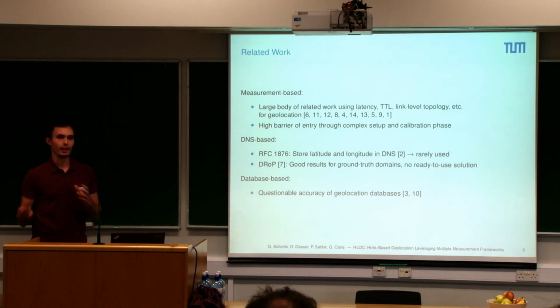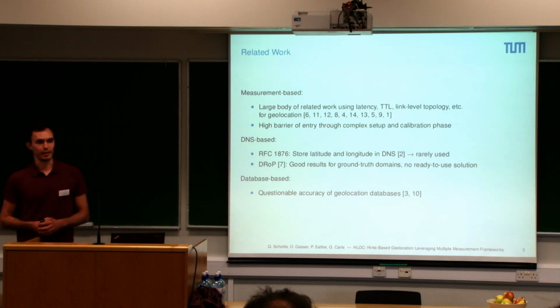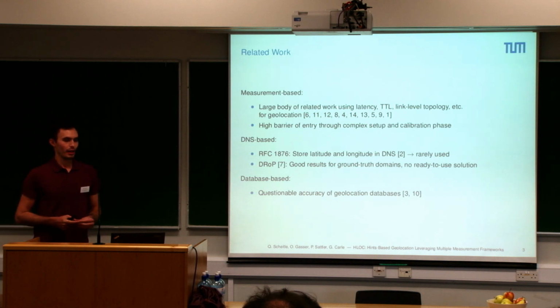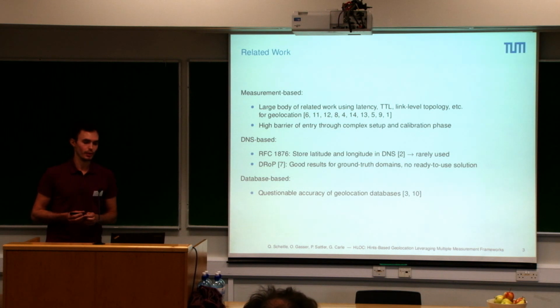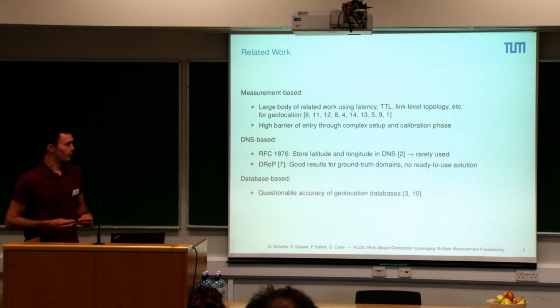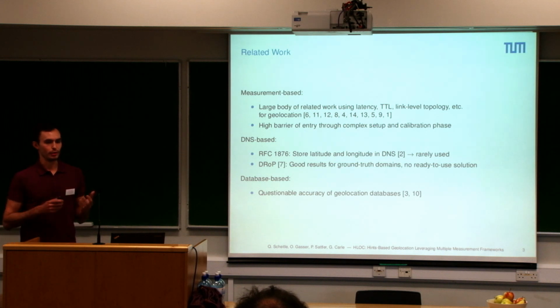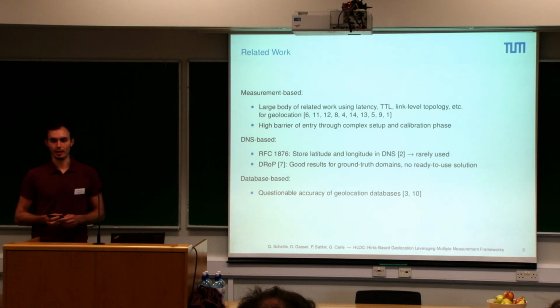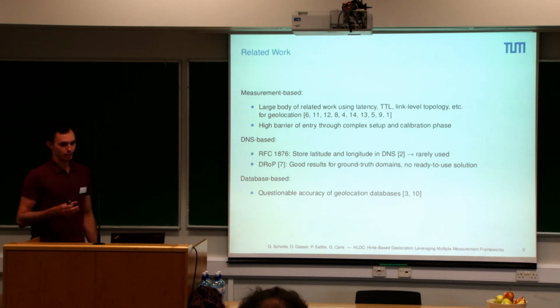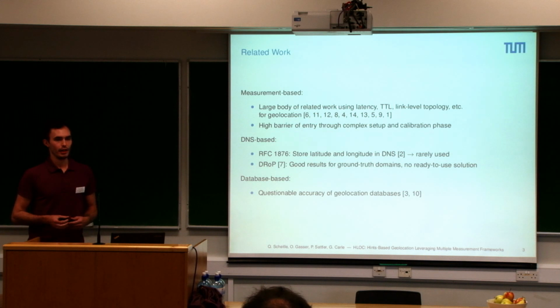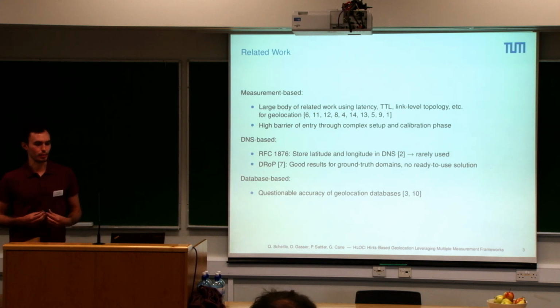For DNS-based, there is actually an RFC which specifies how you can store latitude and longitude in the DNS, but it's rarely used. There was another previous work called the DRoP paper, which obtained good results for certain ground truth domains, but it's not a ready-to-use solution. What we want to provide you here is a solution that everybody can use. Regarding the database-based approaches or related work, it has been shown that the accuracy is questionable for geolocation.